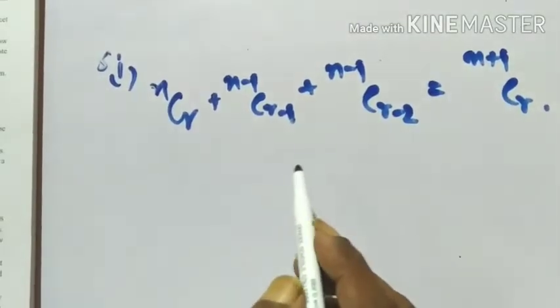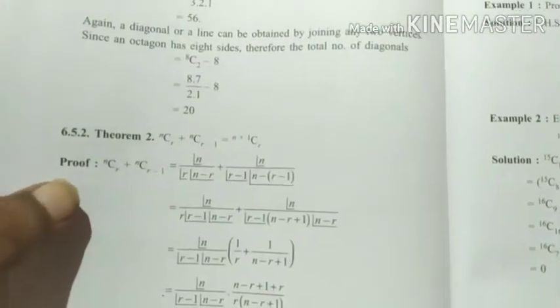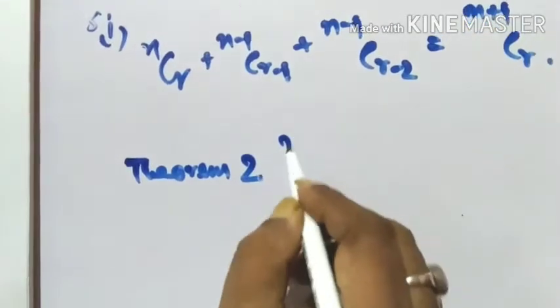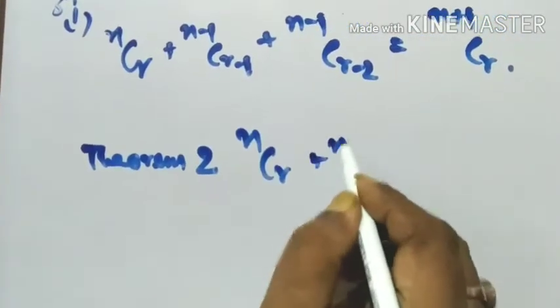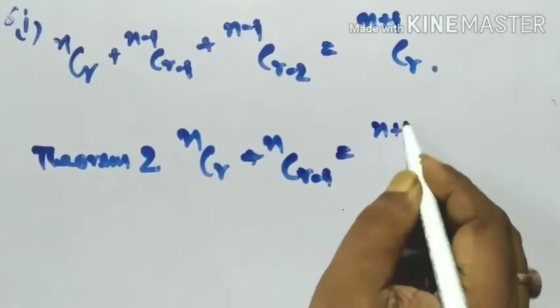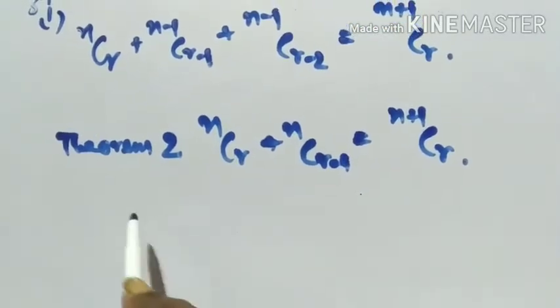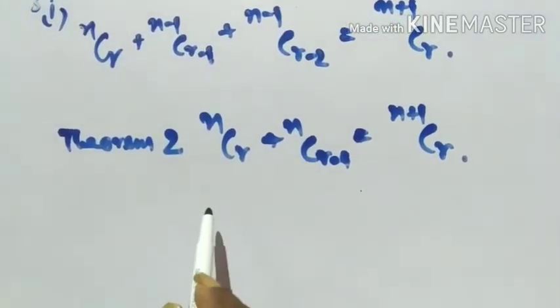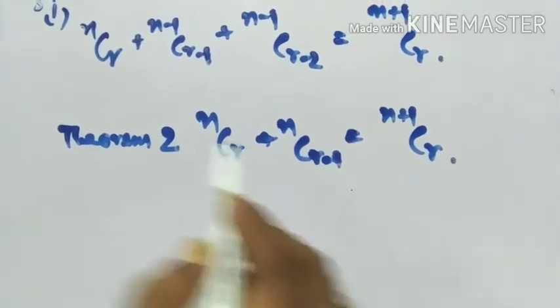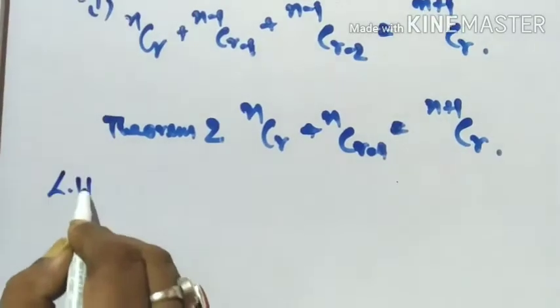Now, while proving this statement, we have to use theorem 2, which is nCr + nC(r-1) is equal to (n+1)Cr. We have to use this theorem number 2, which is given in your book. By the help of this theorem, we can very easily prove this above statement. That is, from the left-hand side.